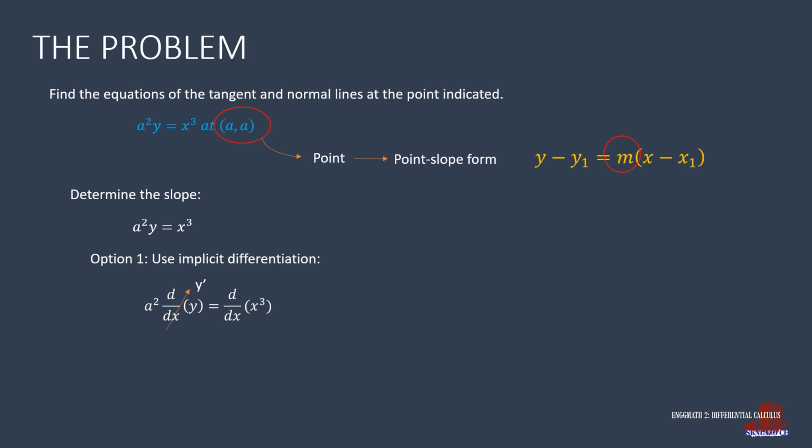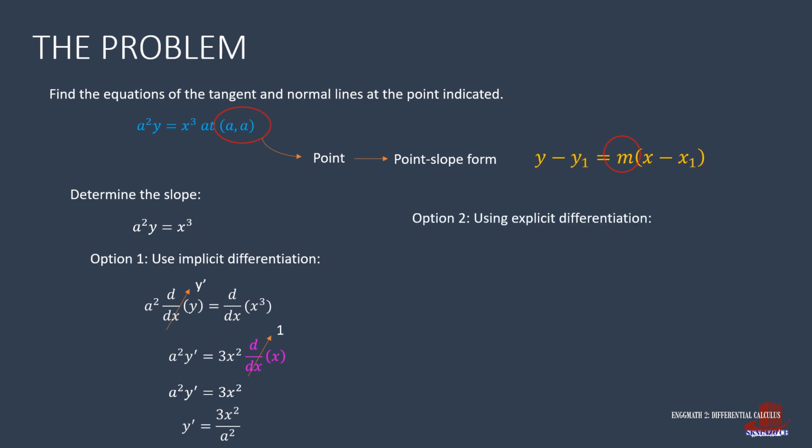dy over dx is y prime, making the function a squared y prime equal to 3x squared times the derivative of x from the chain rule. dx over dx is 1, making the function a squared y prime equal to 3x squared. Thus, y prime is 3x squared over a squared.